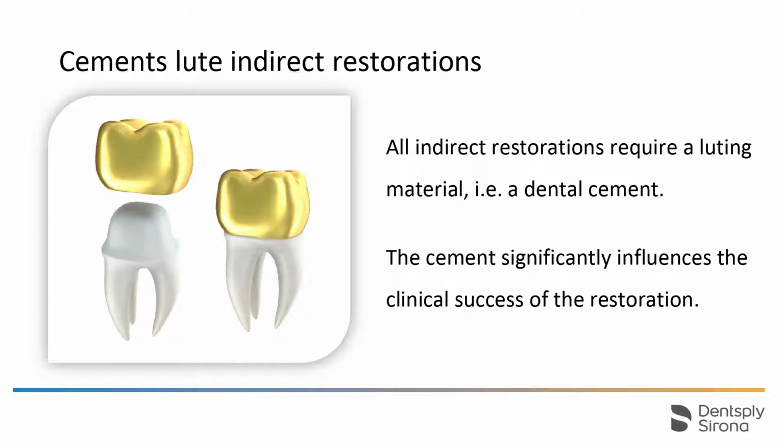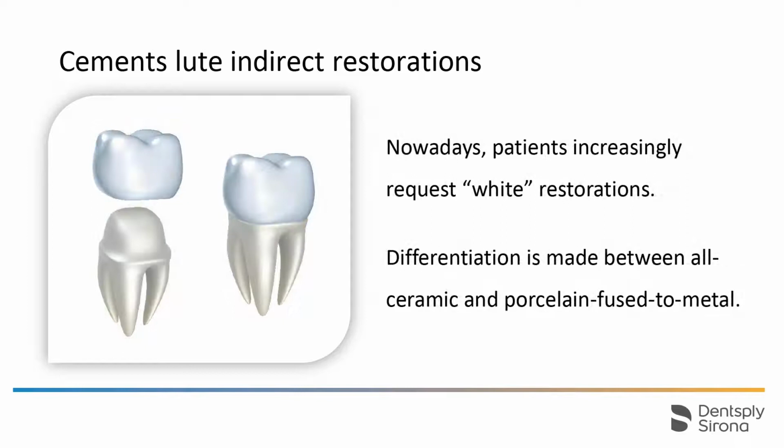Instead, an artificial dental crown, custom fabricated extraorally, is cemented on the tooth. Dental cements must ensure a permanent bond between the tooth and restoration, as well as the tight seal of the tooth structure. For a long time, restorations fabricated using precious metal, such as a gold crown, were the standard restoration in such cases. Nowadays, patients increasingly request white restorations.